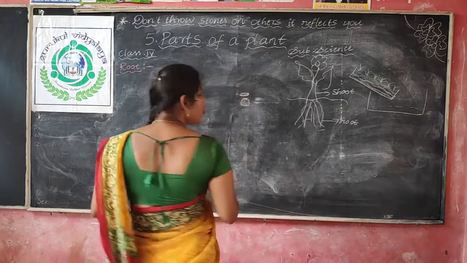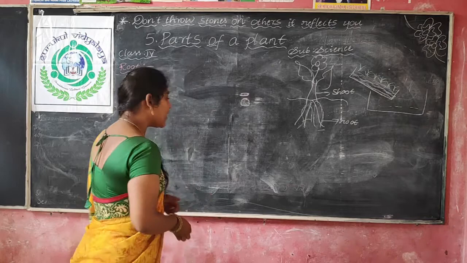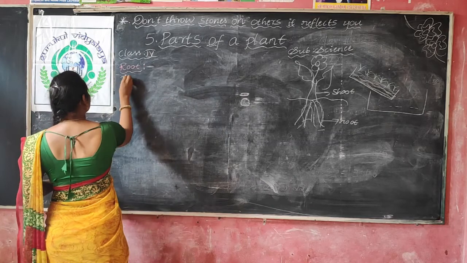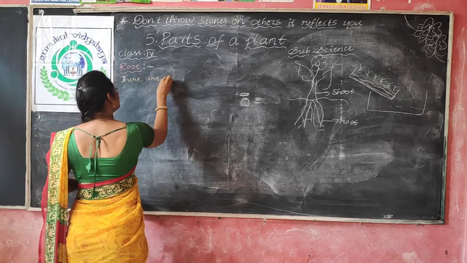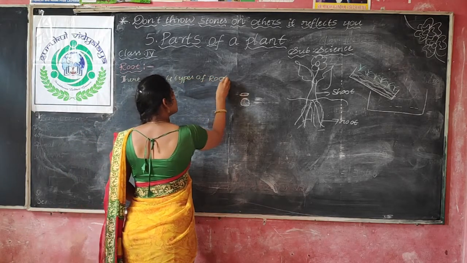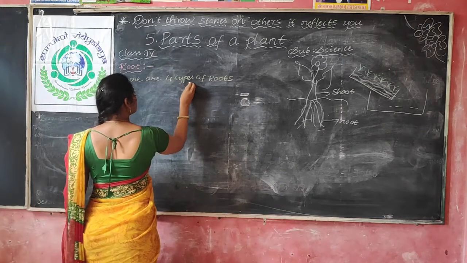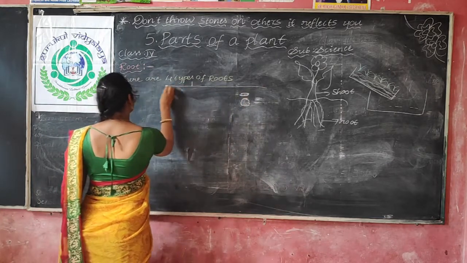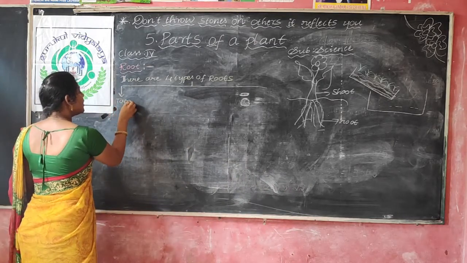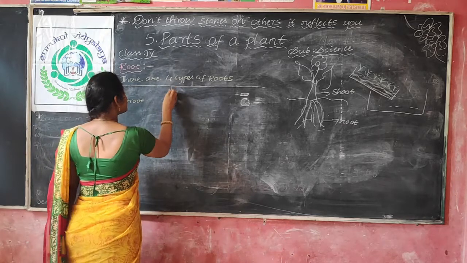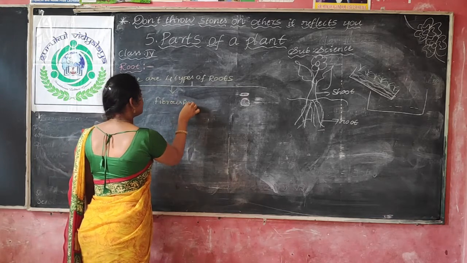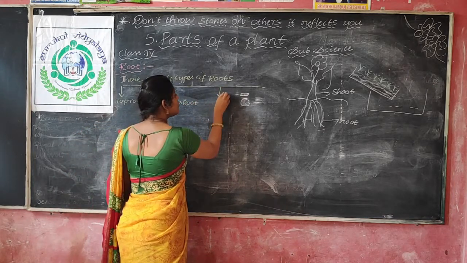Actually there are 4 different types of roots. Out of those, one is a taproot. What is the first one? Taproot. And the next one is the fibrous root. What is the next one? Fibrous root. And the third one is the prop root.